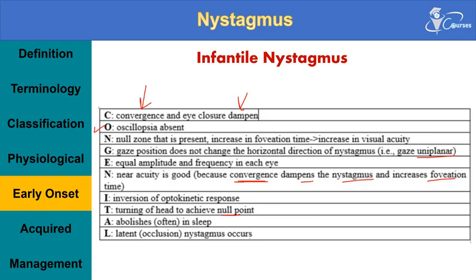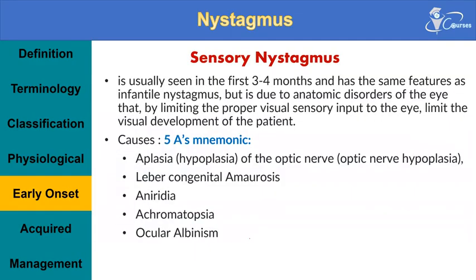Okay, so don't forget, these are the features of congenital nystagmus or infantile nystagmus. Remember them by the word congenital. Another type of early onset nystagmus is the sensory nystagmus. And you can expect why it happens, because of sensory deprivation. There are no sensory impulses coming to the eye. So this is the sensory arc.